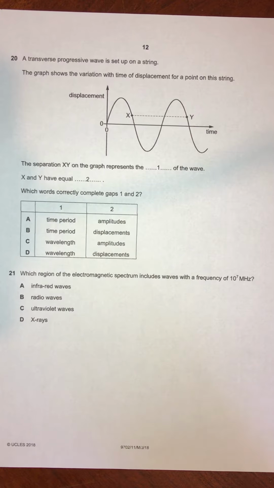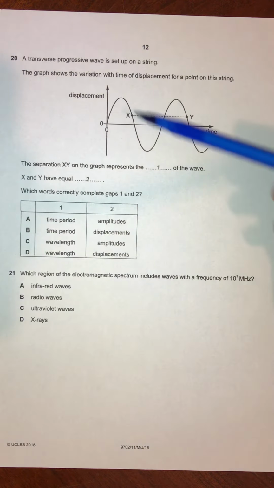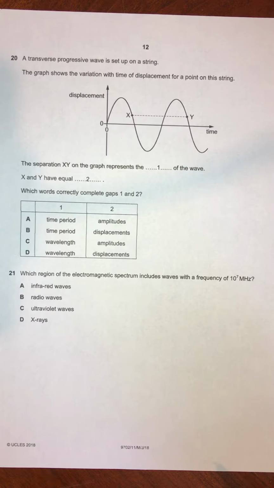Hello. In this video, I'm going to be going over AICE Physics, syllabus code 9702, paper 11 from May-June 2018. This is question number 21 from that paper. I have previously gone over question number 20 as a worked example.